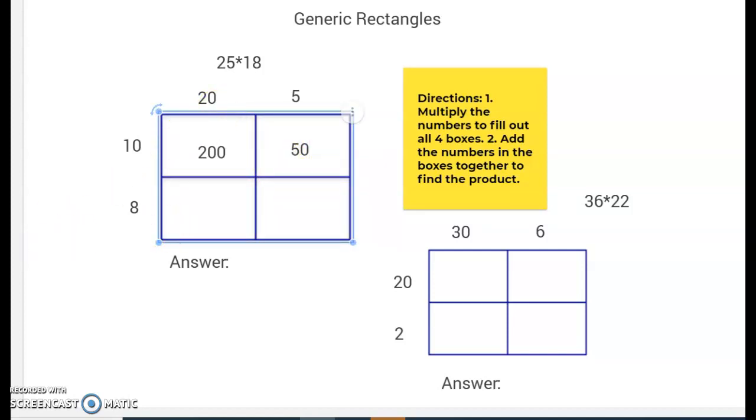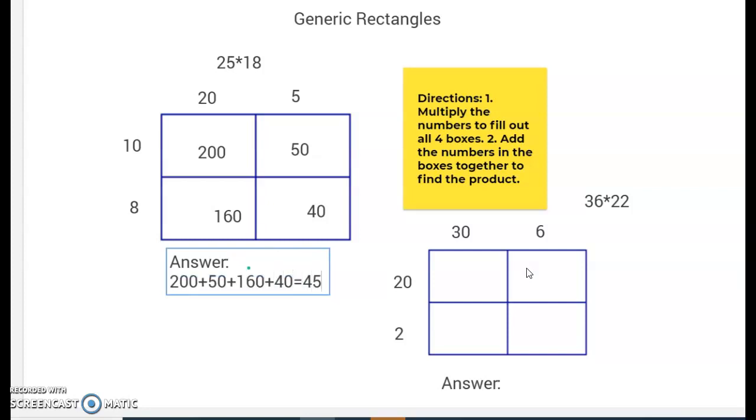Then we have 20 times 8, which would be equal to 160. So I'm going to make a text box with 160. And then we have 5 times 8, which is 40. So I'm going to make a text box with 40. Then where it says answer, you're going to add up those products. So it would be 200 plus 50 plus 160 plus 40, which is equal to 450. So the answer to this multiplication problem, 25 times 18, is equal to 450. That's how you fill out a generic rectangle.